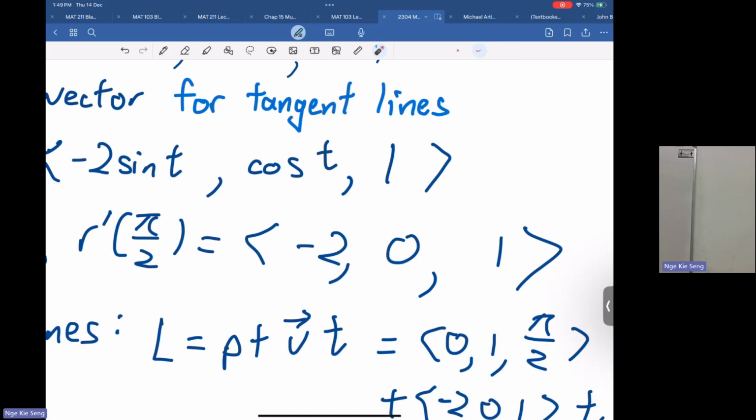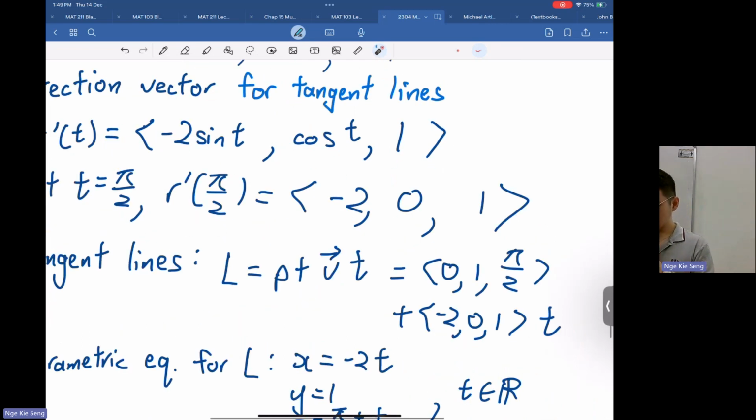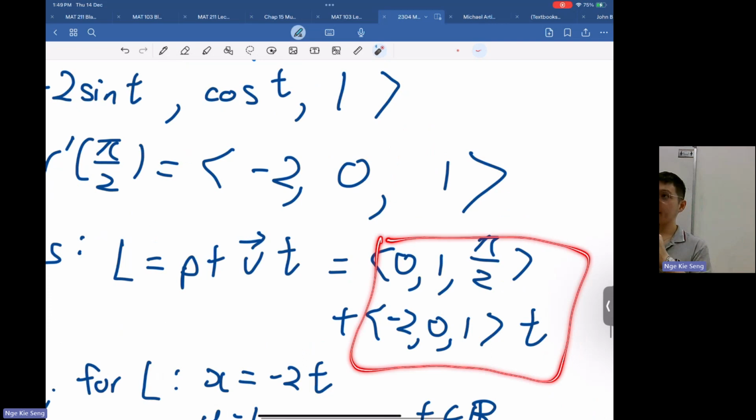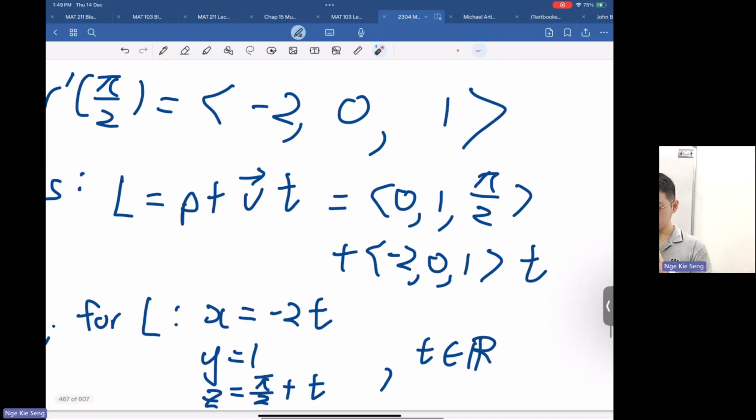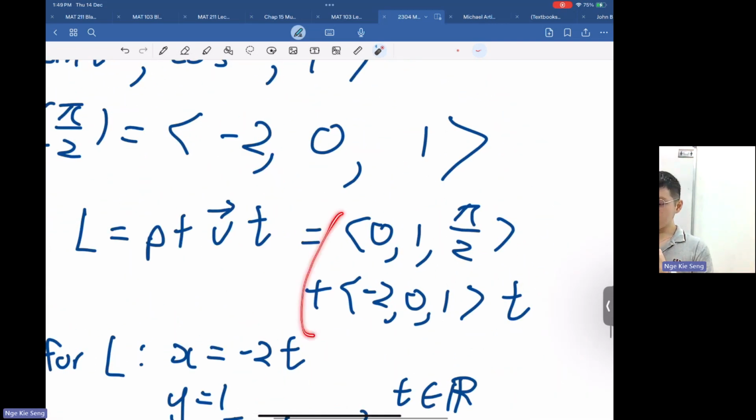Exactly, the (0, 1, pi over 2) point, right? Because the tangent line must meet that point. So you can use (0, 1, pi over 2) and this direction vector to make the line. Okay, so this is the line equation.